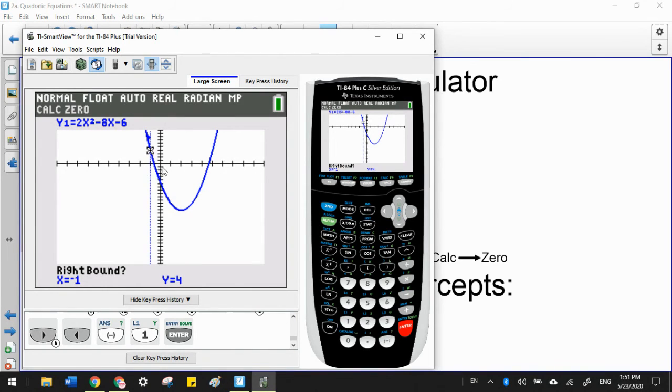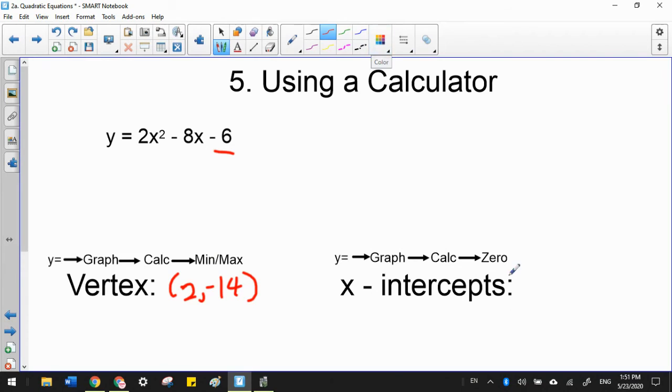And then you see how they do that for you automatically. And for the right bound, I just want a point to the right, so I can say x equals 3. Now that I have those 2 bounds, they're going to figure out for me exactly what this point is. And now I know that one of my zeros is negative 0.64 or 0.65.